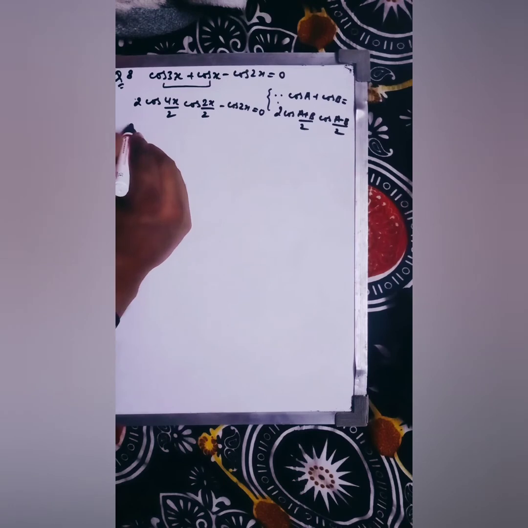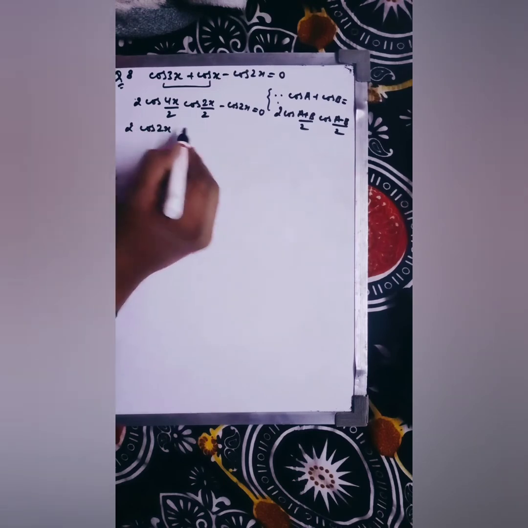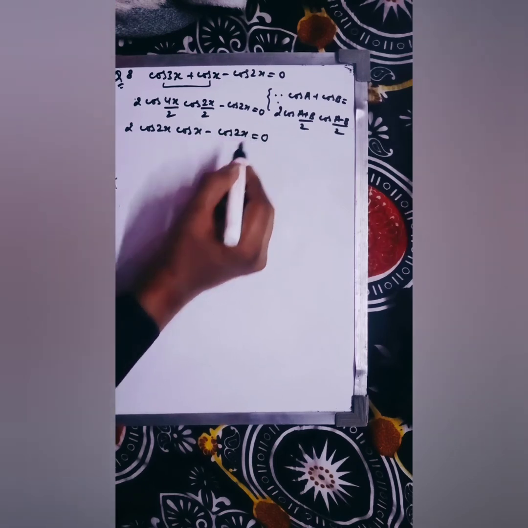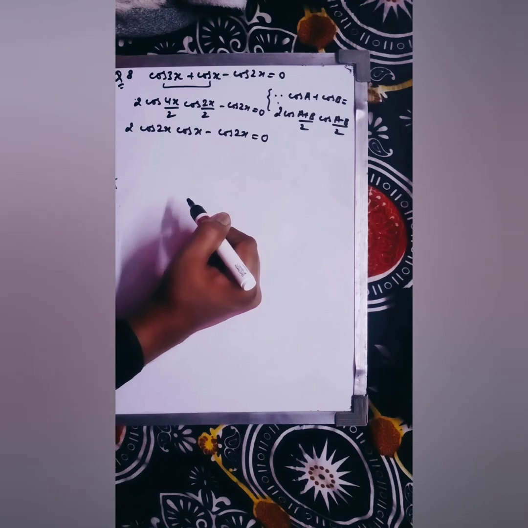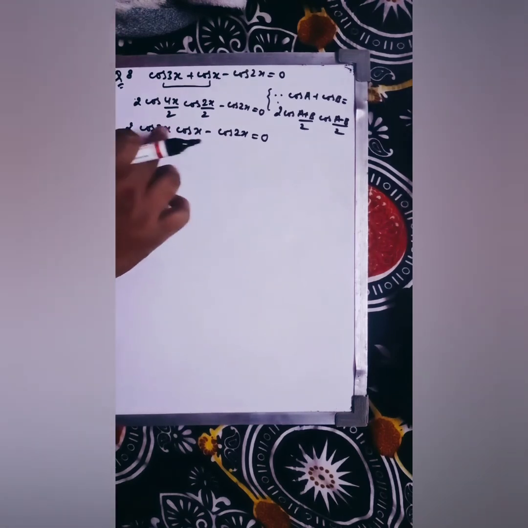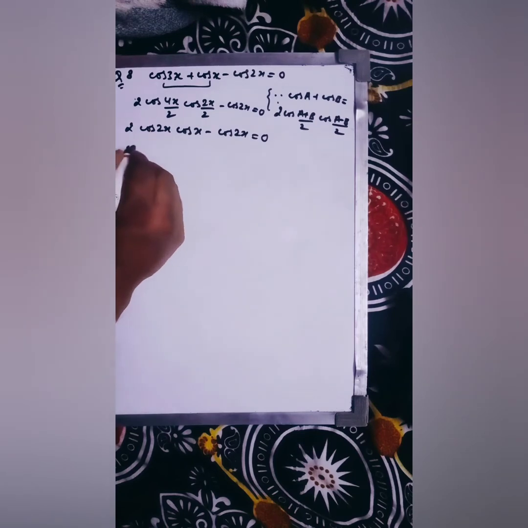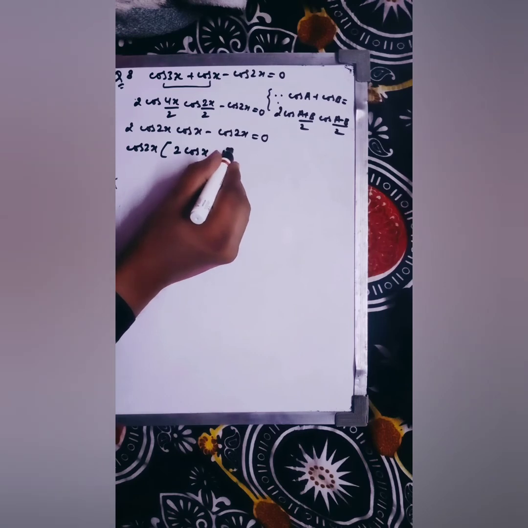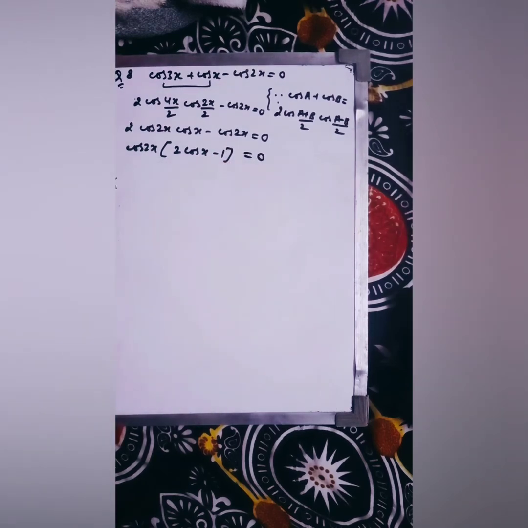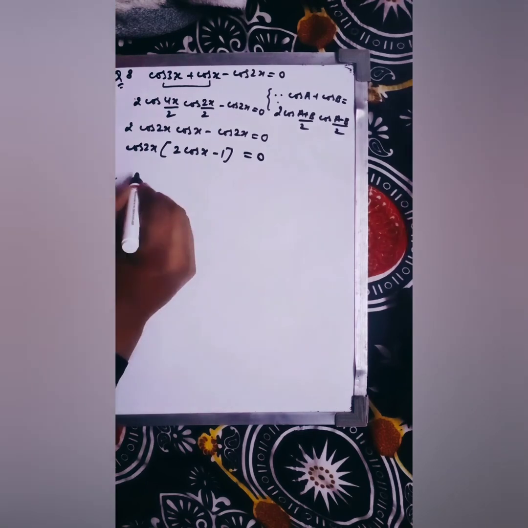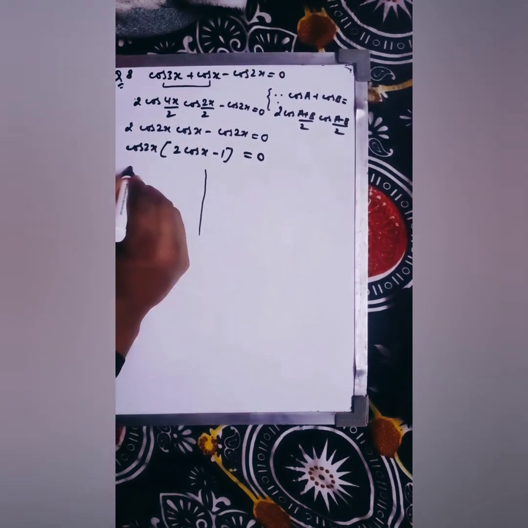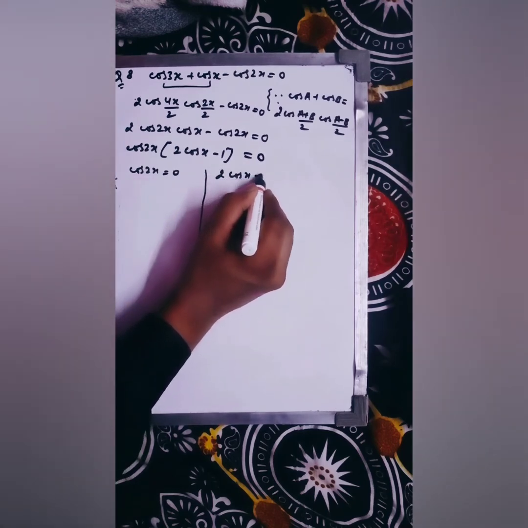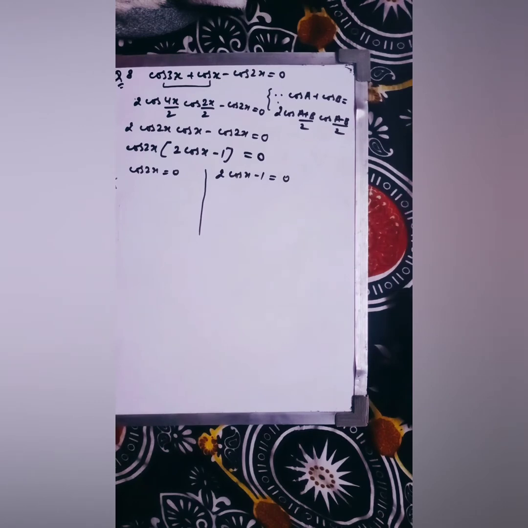Fine. Now you have to solve this. You'll get 2 cos 2x cos x minus cos 2x, that is equal to 0. Now as you can see here, I can take cos 2x as common. So when cos 2x comes common, you have to write 2 cos x minus 1, that is equal to 0. Now here you have to write cos 2x equals to 0 or 2 cos x minus 1 equals to 0. Fine.